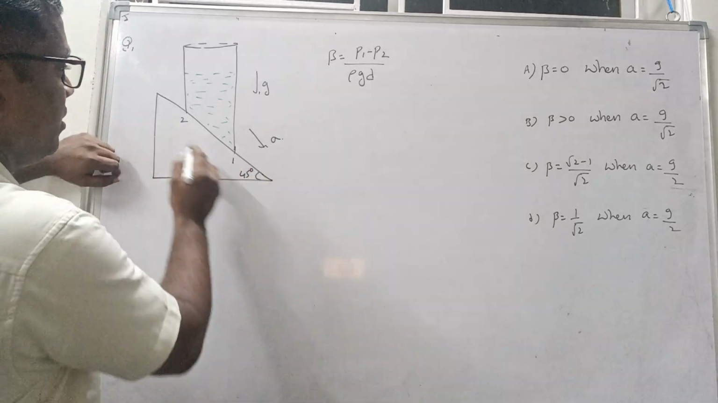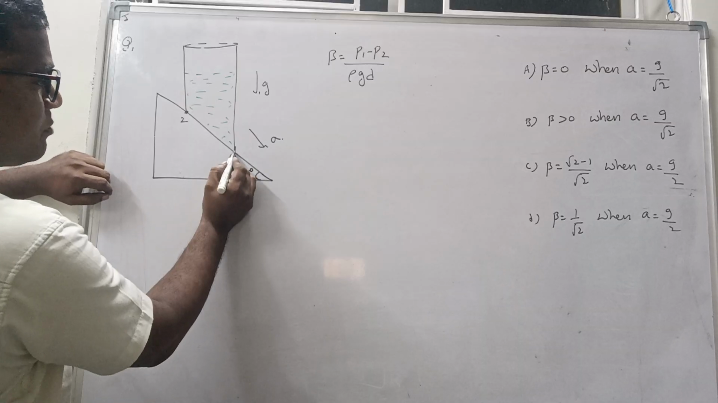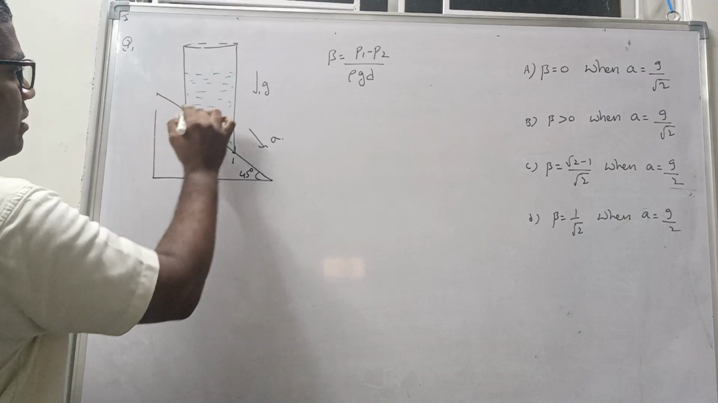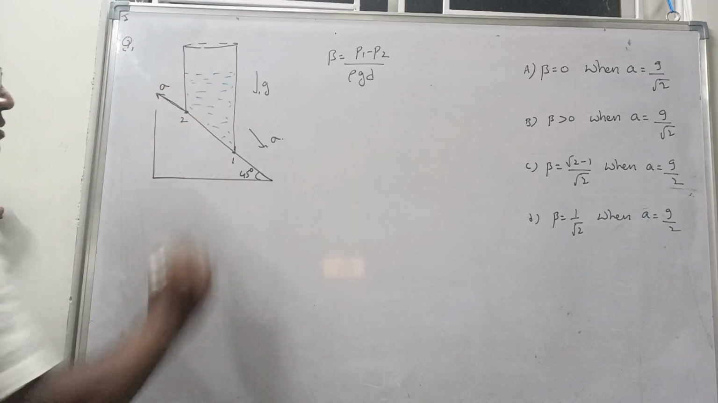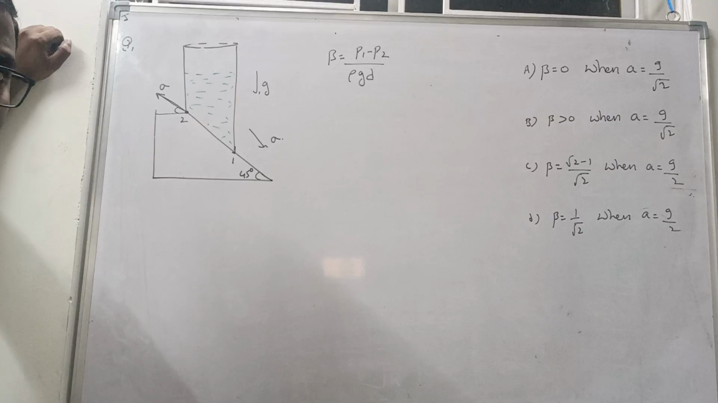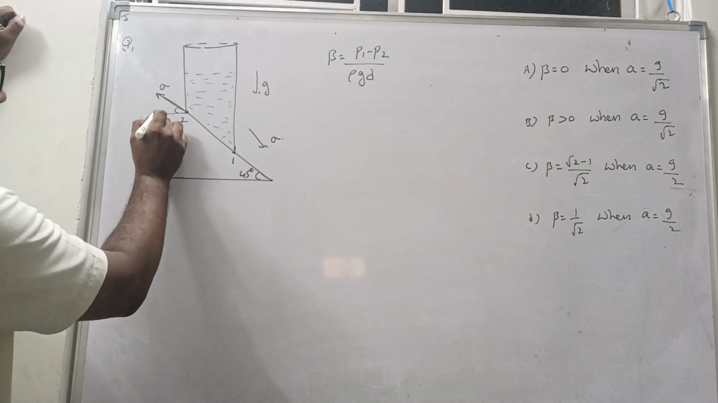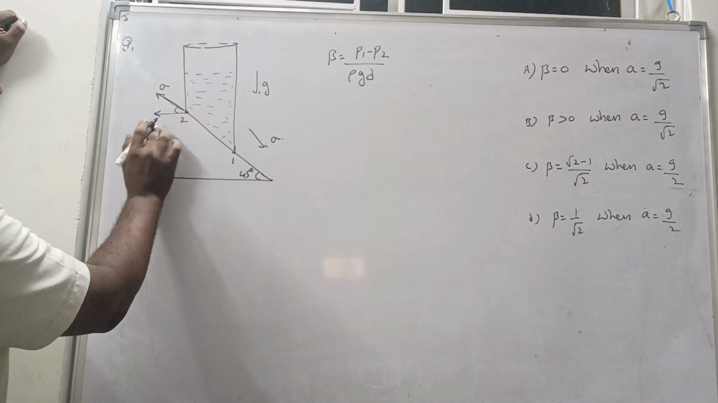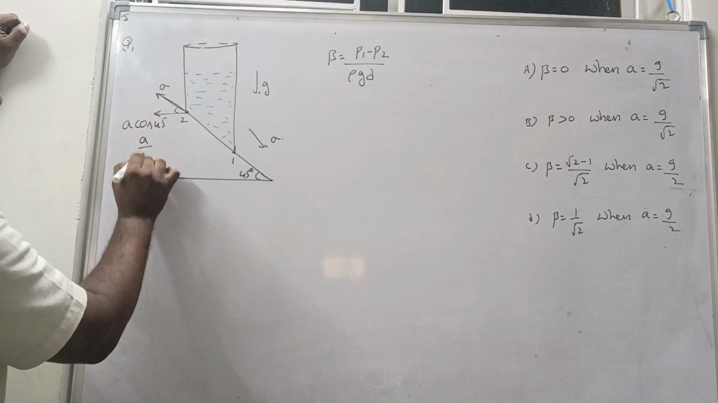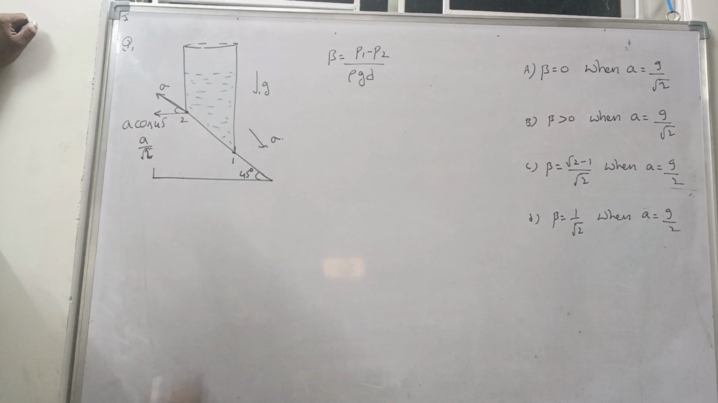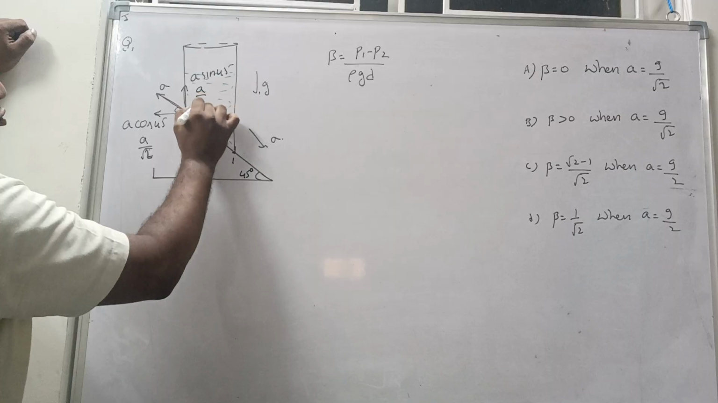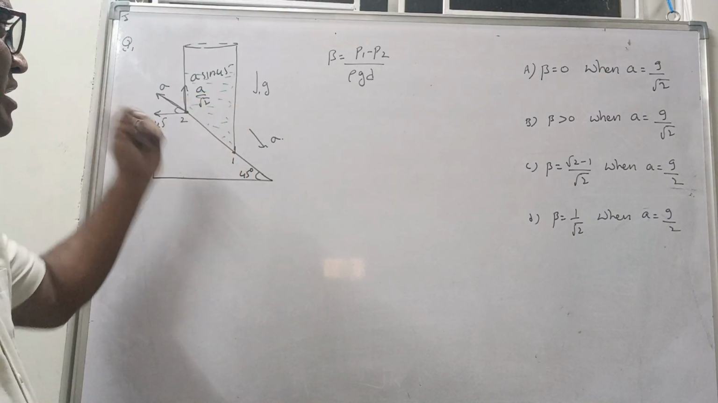See here, this point is 2, right? And this point is 1. So acceleration is downward. So now if you see, the pseudo force will be in this direction, the pseudo acceleration. It makes an angle of 45 degrees. If it is theta 45 here, here also theta 45. So here I will write A cos 45, which means A by root 2, and upward, A sin 45, which is equal to A by root 2. So the pseudo acceleration is acting in this direction and upward.